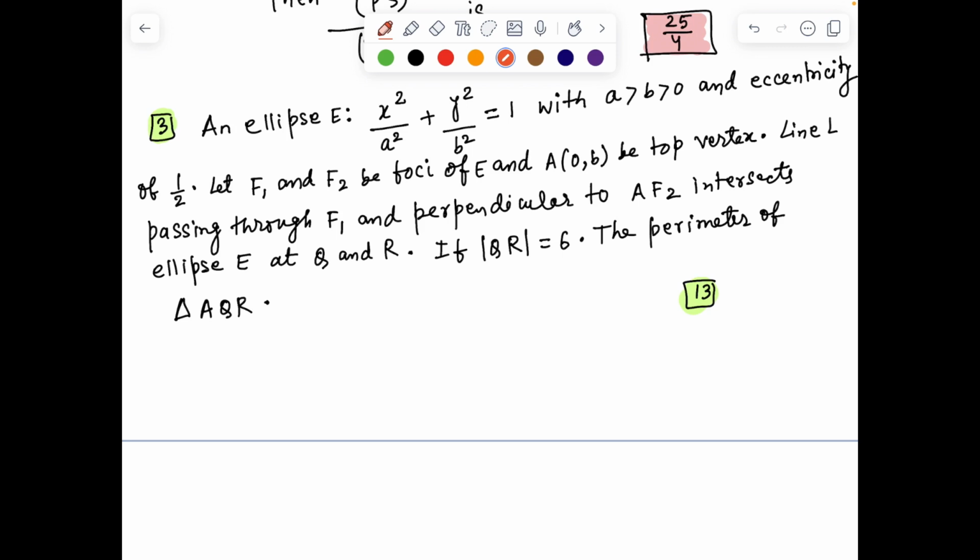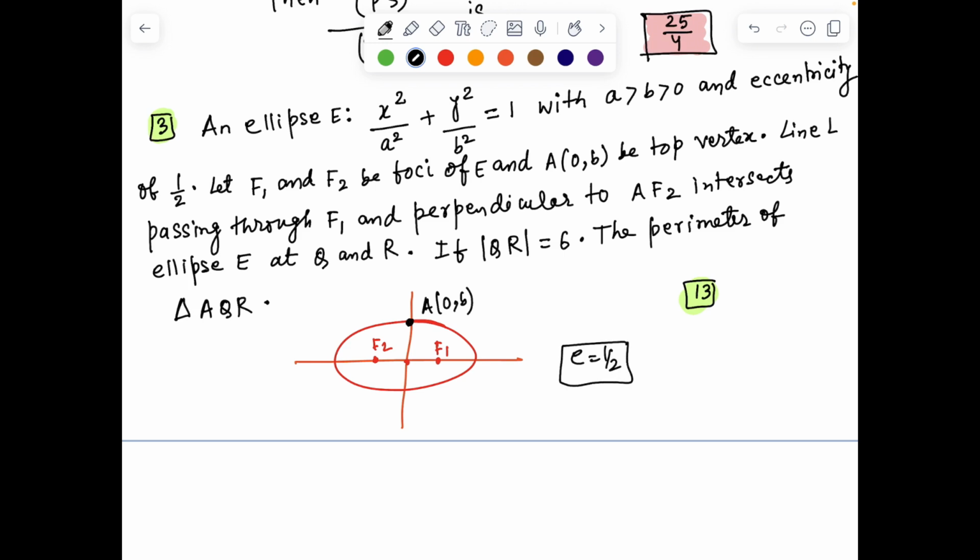So in a general way, whenever we have any coordinate geometry problem, let's first draw a rough picture. Since we have the standard ellipse with a more than b, it will be horizontal. So let's say we have focus F1 and F2, right? I'm taking F1 as right focus and F2 as left focus over here, and point A is the topmost vertex, which is (0, b). Eccentricity is known to me, half.